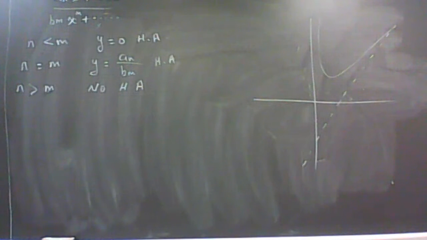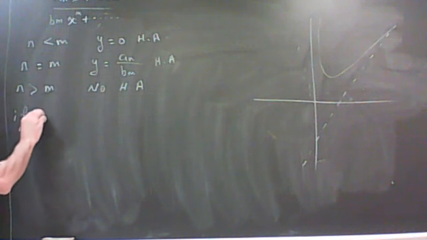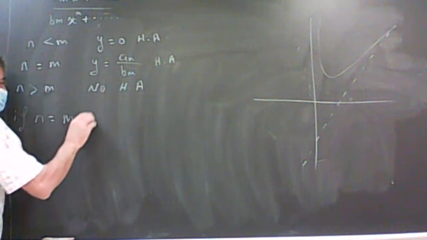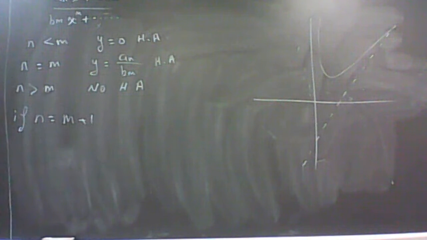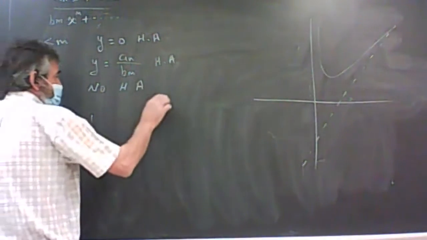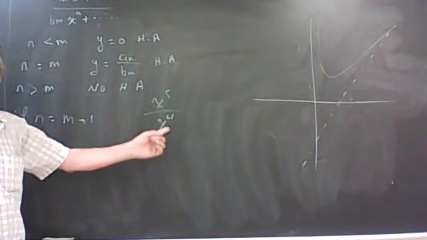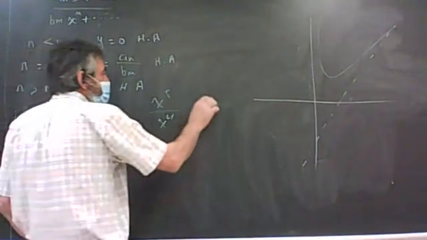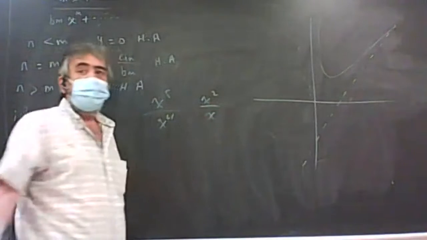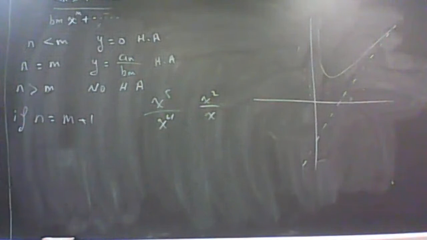Last condition: if n equals m plus 1. Another way to say it, if n is 1 more than m, such as x to the 5 divided by x to the 4. This is 1 more, right? Or we can say x squared over x. This is also 1 more. Anytime you have that condition, then you do have a slant asymptote.